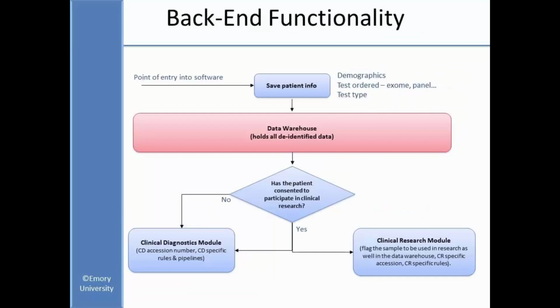So what we started doing is putting a back-end functionality together, and in this case, you want to save the patient info, demographics, and test ordered, which enters the data warehouse, and that's where the data gets de-identified. The patient is consented upfront, at least in the US, for exome sequencing and genome sequencing, and patients can opt out. So if they don't want their data to go into research, they can opt out. If they have opted out, then obviously it will not enter the data warehouse and will not get de-identified. The data will just not be used for the clinical research module, where you can ask a variety of questions.